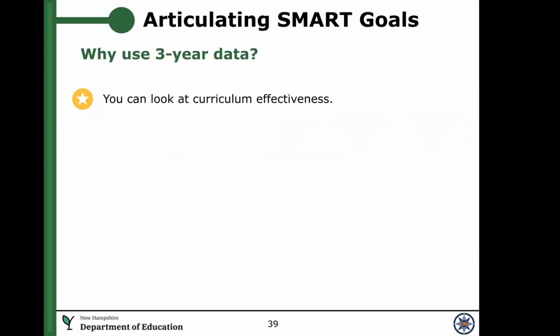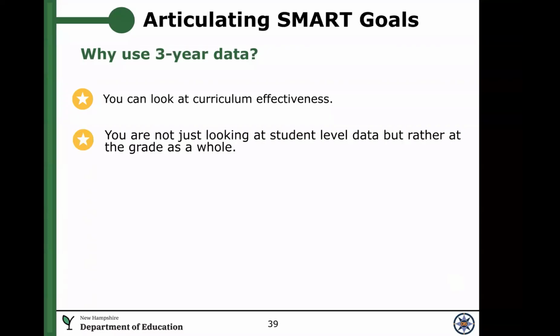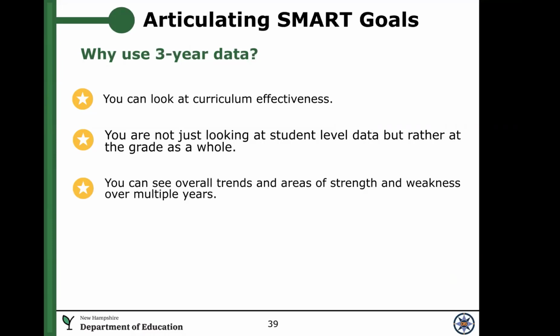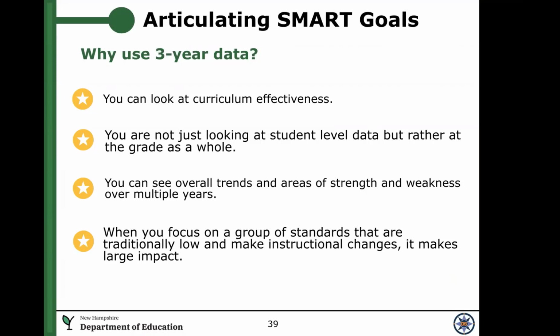So you can look at your curriculum effectiveness when you look at historical data. You're not just looking at your students this year, you're looking at students over time. So there's none of that, oh, well, I remember that group of students, that was a really high group, or that was a really low group. You're looking at the grade as a whole over time. So you get to see trends of those areas of strength or weakness. And then if you're looking at those traditionally low performing areas of your curriculum, you can make instructional changes that make a really large impact.